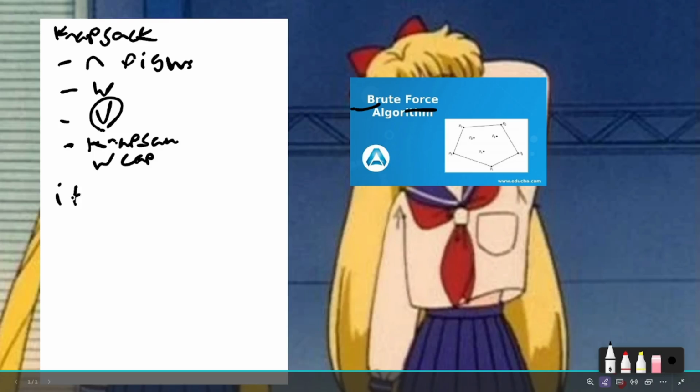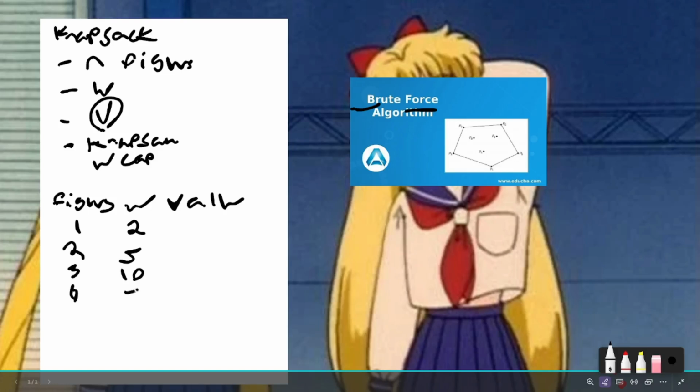So we'll have a nice little chart here for the number of figures, their assigned weight, and their value. So for this example, we'll do 2, 5, 10, 5, and then we'll do 20, 30, 50, and 10. Yeah, these figures are cheap. We got them in the clearance bin.